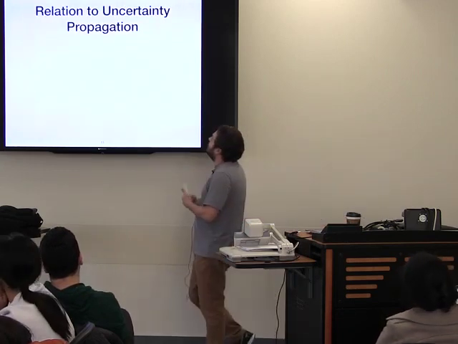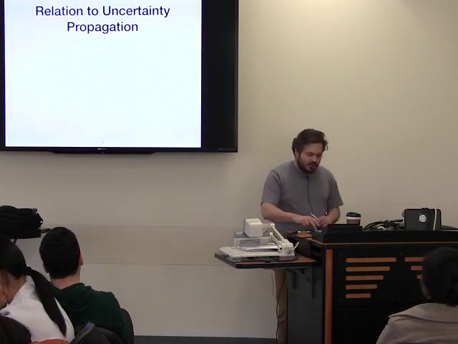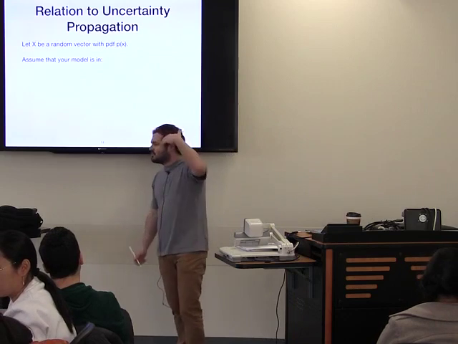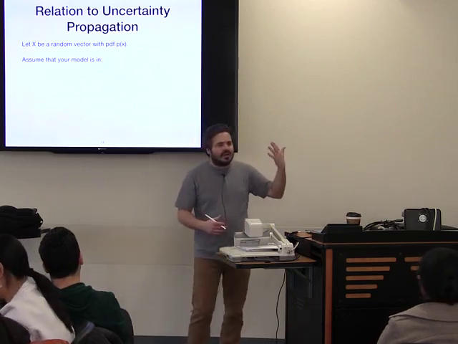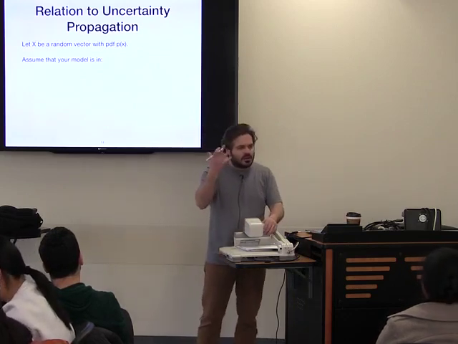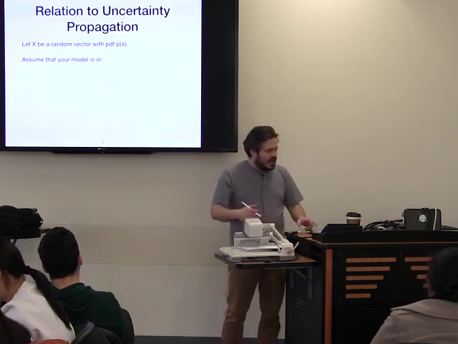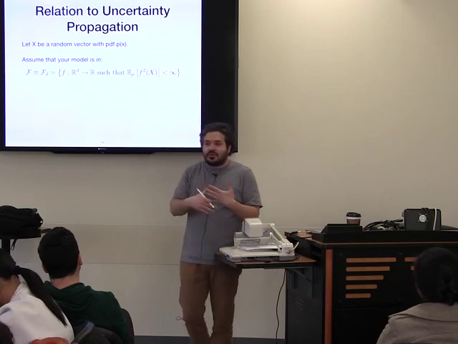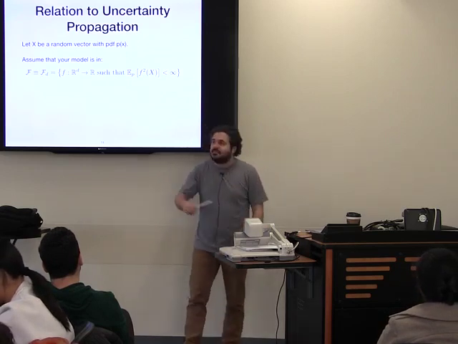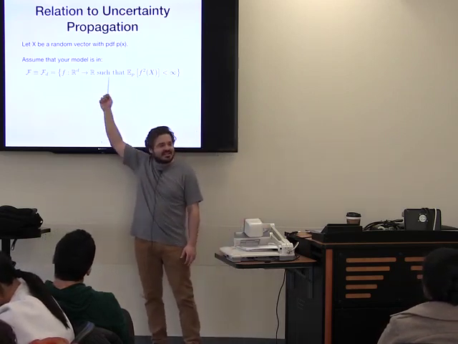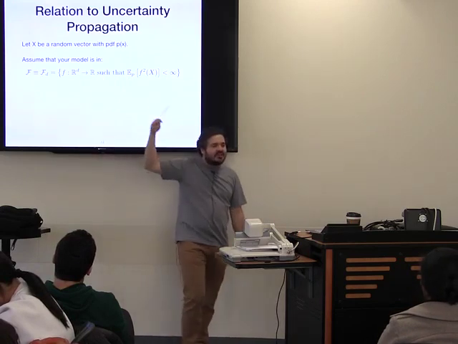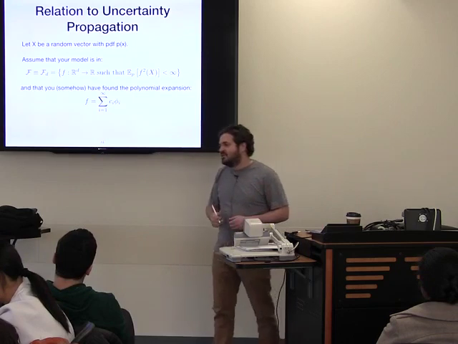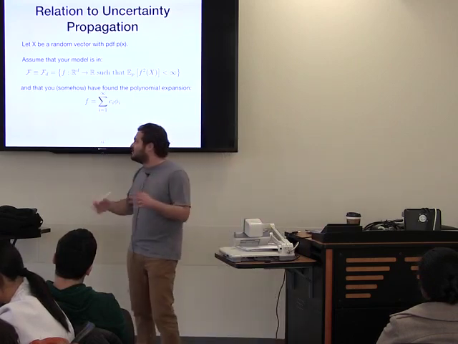All right, so what is the relation to uncertainty propagation? Why do we do all that? Well, in uncertainty propagation problems, we have a random variable that is a random vector, for example, with a known density p of x, and we have a model f of x that is a quantity of interest, and we are assuming that this model is square integrable so that it is inside this Hilbert space. And if it is inside this Hilbert space, then it can be expanded in a basis of polynomials. Okay, that's the whole point.